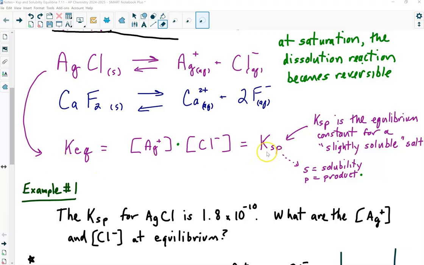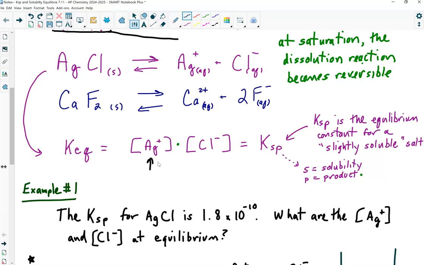They call this the Ksp, and it stands for the solubility product constant, because if you think about it, this molarity right here is the solubility limit for silver ion, isn't it? You're not going to get any more than that. So if you figure out this concentration of silver ion, that's going to be the solubility of it. It's the most molarity that can dissolve.